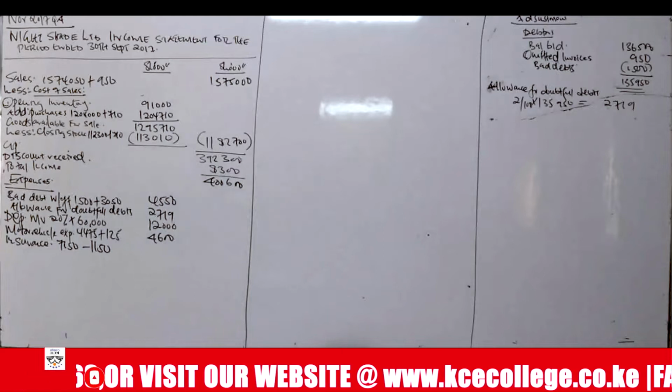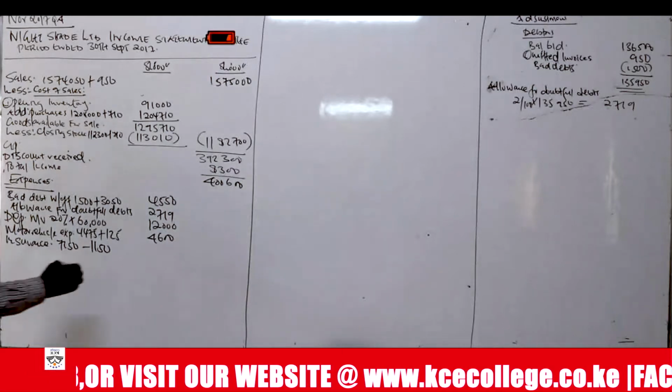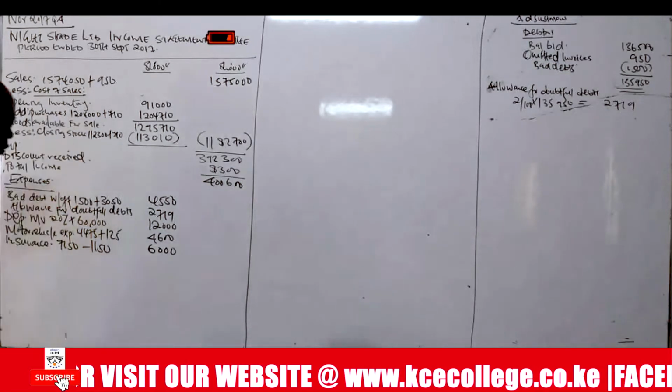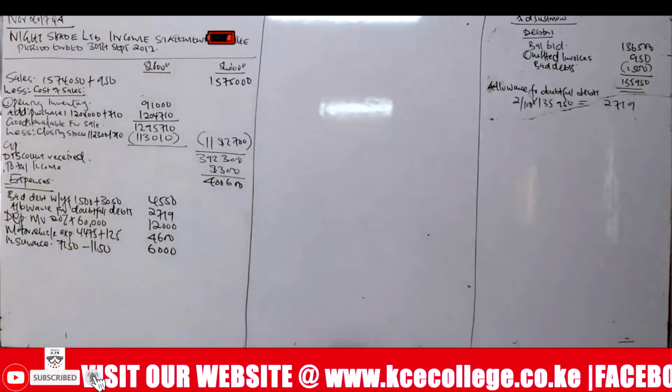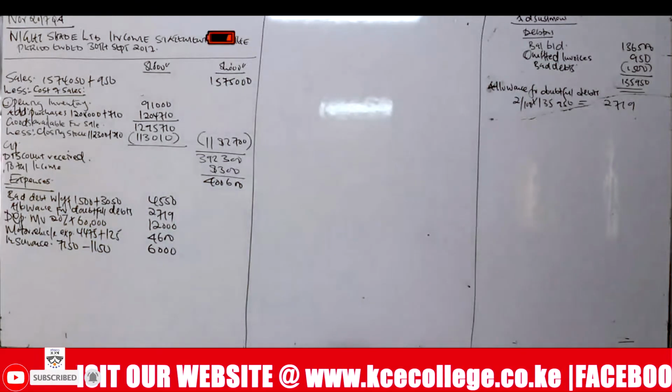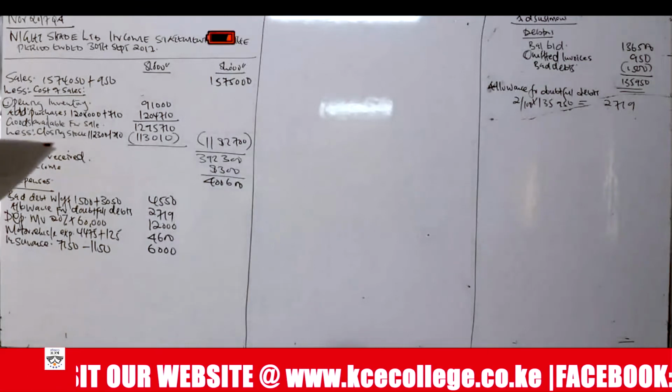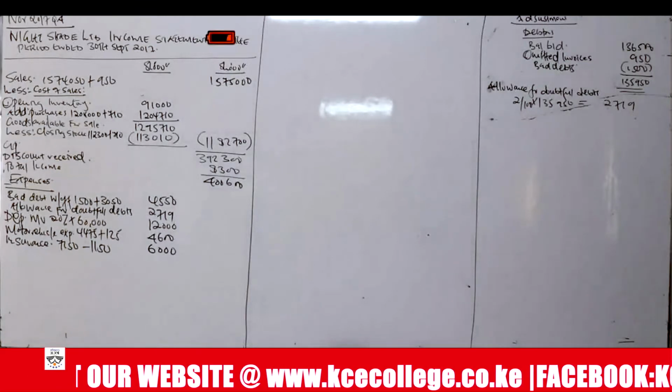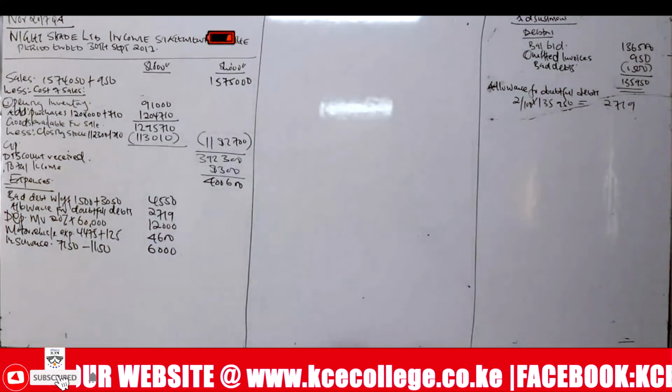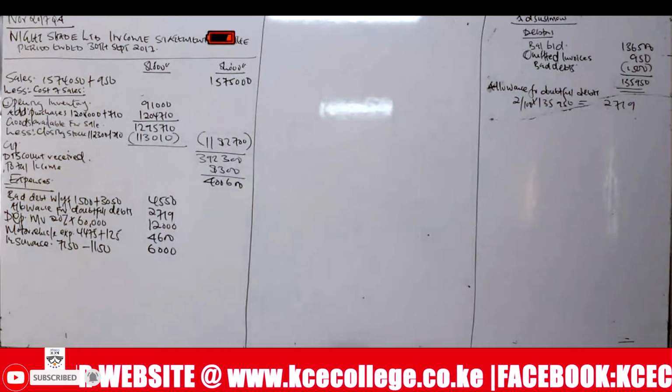It's how much? 6,000. So here you write 6,000 for insurance. We are through with note number 6. Note number 7, you've already done it partially. And then provision is to be made for outstanding debenture interest and corporation taxes.